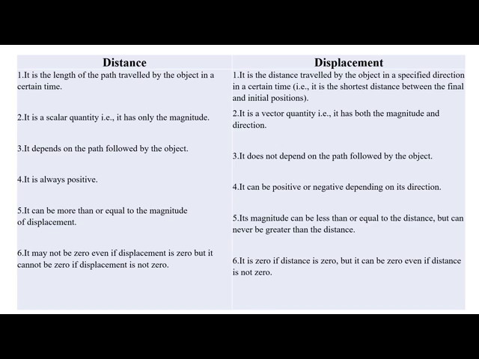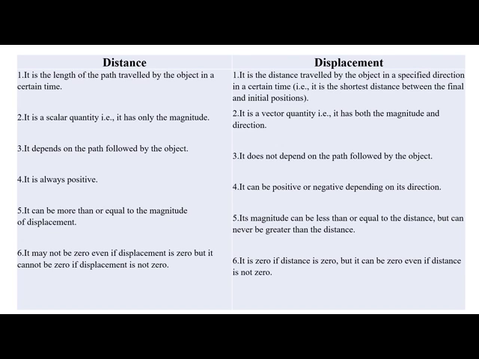It may not be zero even if the displacement is zero. In a circular path or closed path, see, displacement is zero, but there is distance. In the same way, if there is displacement, that means displacement is more than zero, then there is definitely distance. It cannot be zero. Okay, now you see the displacement.